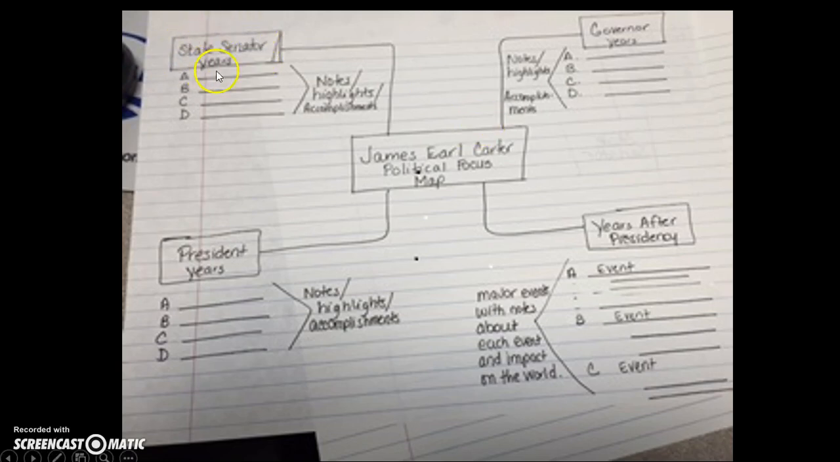And you'll see where I have state senator and the years that he was state senator. When did he start? When did that part of his political career end? And then underneath, you can put your notes or highlights or his accomplishments. And I did the same for each part of his political career. In the years after his presidency, it looks a little bit different because I want to list the major events and I want to have notes about each event, but I want to look at how he impacted the rest of the world in the years after his presidency.